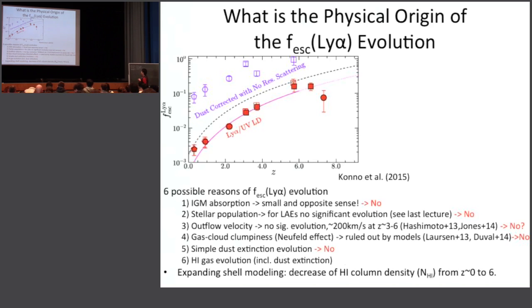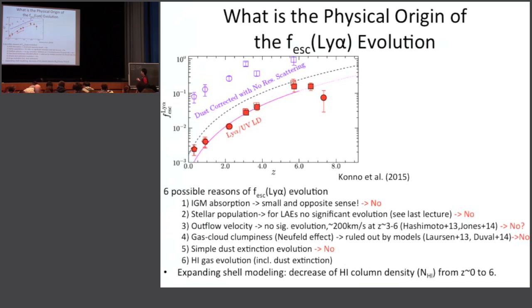However, it is the totally opposite sense. For high-z galaxies, you observe less Lyman-alpha emission line. But if you correct for the IGM absorption effect, you have a more efficient Lyman-alpha escape. In fact, if you correct this effect, then these open squares are the corrected values. So even this strengthens the Lyman-alpha escape fraction evolution.